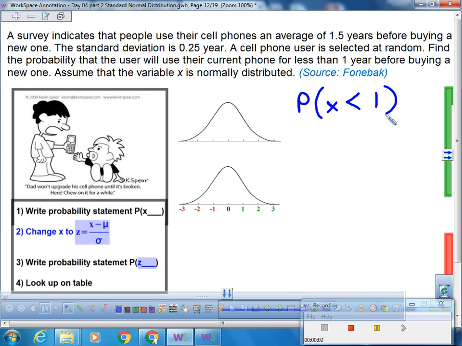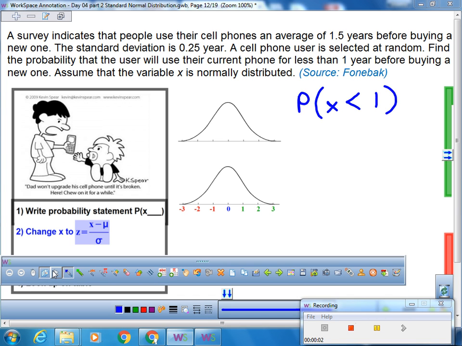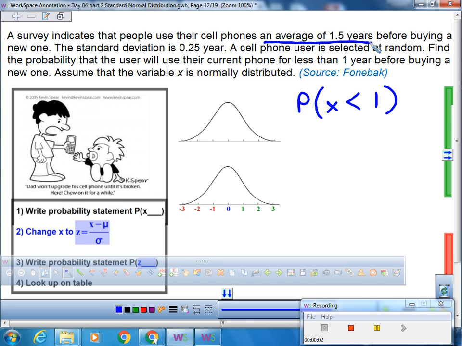Okay, so people use their cell phone on average 1.5 years. How would I make sense of this? Not a z-score. It's the mean, right? It's the average. So my mean is going to be 1.5 years. What other piece of information did it give me? My standard deviation. My standard deviation is 0.25.